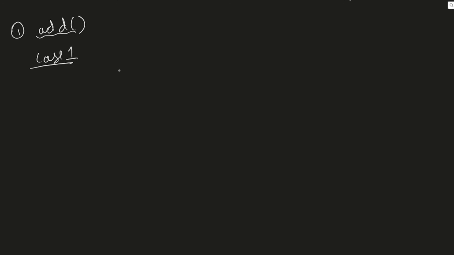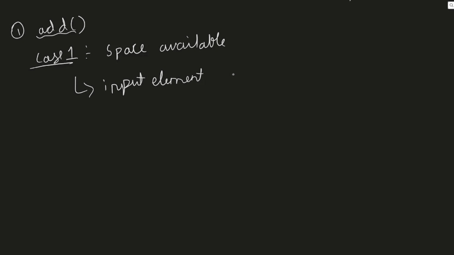Case 1 is where the space is available, meaning while inserting, the space is already available inside the ArrayList. So what Java does is it will just directly allocate the current passed element, which is nothing but the current input element, to the available space, meaning the next available index.